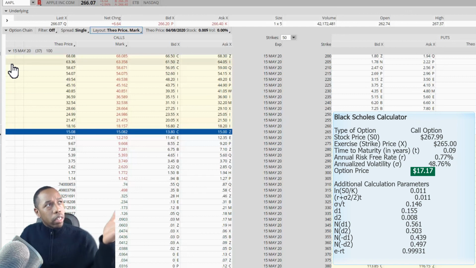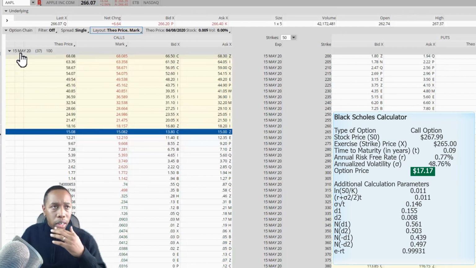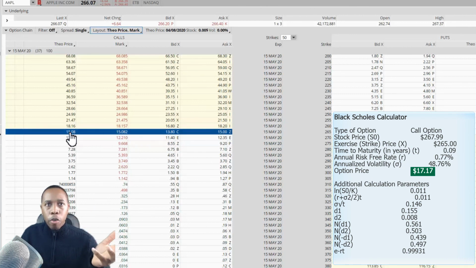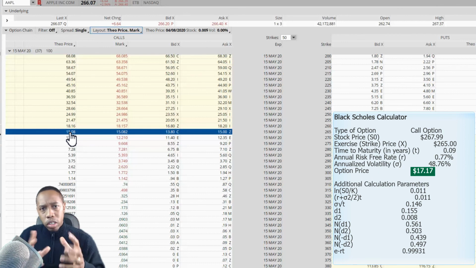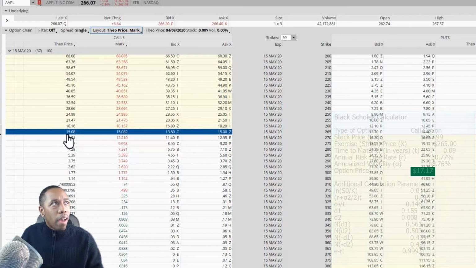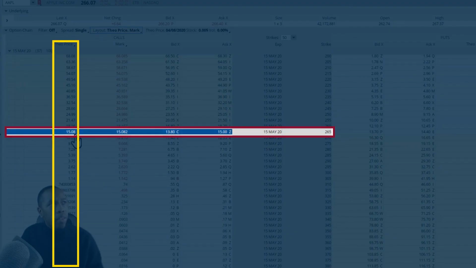So in this particular contract series, we have the May 15th contract series. And so each strike price has to have a fair value, right, or accurate value. What is the real value of it? And this is all derived from the underlying stock price, the strike price itself, the days to expiration, interest rates, and volatility. So it's taking all these different variables and computing this price that we have here. We're going to take a look at the 265 strike. And we have the Theo price at $15.08. $15.08 is what the Theo price is.